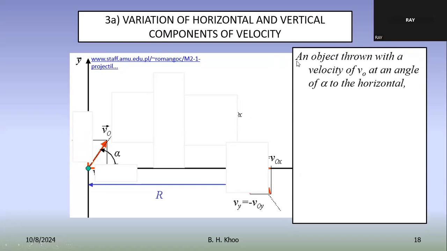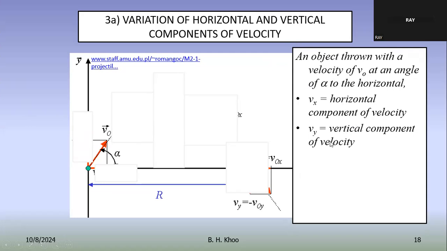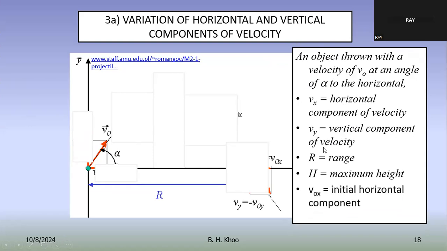So it's projected at an angle alpha with initial velocity V0. Alpha is the angle of projection. Vx is the horizontal component of velocity. Vy is the vertical component of velocity. R is the range. H is the maximum height. V naught x, remember, naught is the time equals to 0, the initial horizontal component. So we resolve the velocity into horizontal component and vertical component.